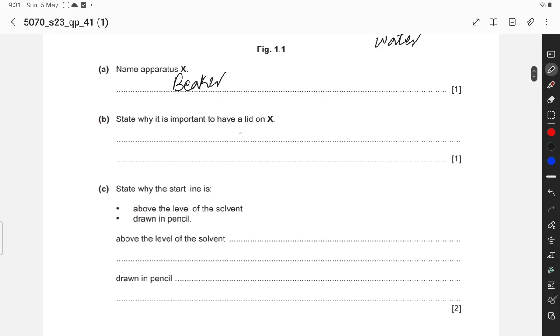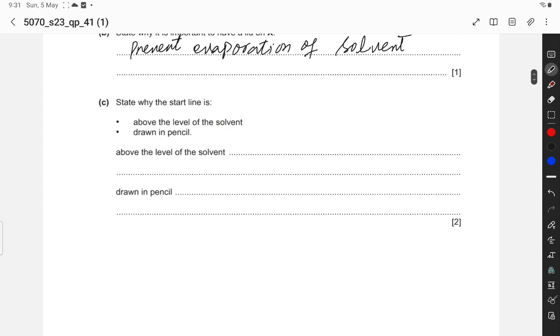State why it is important to have a lid on X. Prevent evaporation of solvent. State why the start line is above the level of the solvent, drawn in pencil. So the dyes do not dissolve from the paper into the solvent.